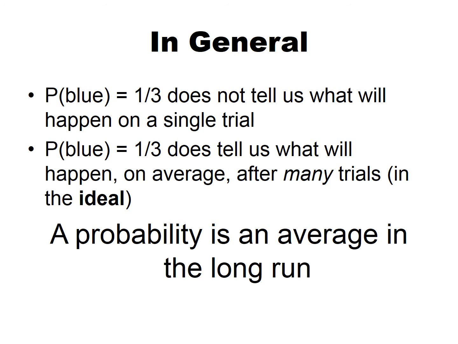So here's a simple sentence to remember: a probability is an average in the long run. It will tell us what will happen on average after a whole bunch of trials. It doesn't tell us what will happen in any one individual trial, but it will tell us what will happen on average in the long run, at least approximately. And we're going to really illustrate these ideas in the activities in class.